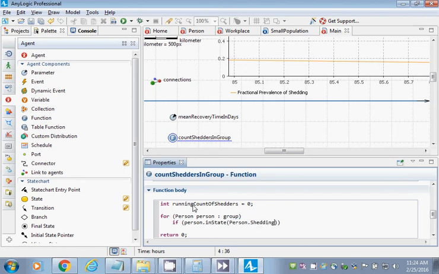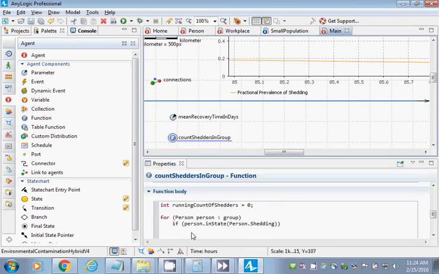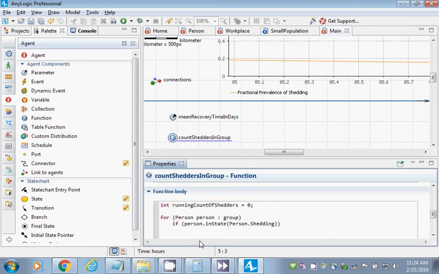We need to make it one bigger, right? This equals this plus that, like that. But we could do it more briefly by just saying this. We'll just make it one larger, and so that's our running count. We run through each person in the group. We make it one larger if they're ill, if they're shedding, and then what do we return as the count across the entire group? What do we return back? We return back that running count.